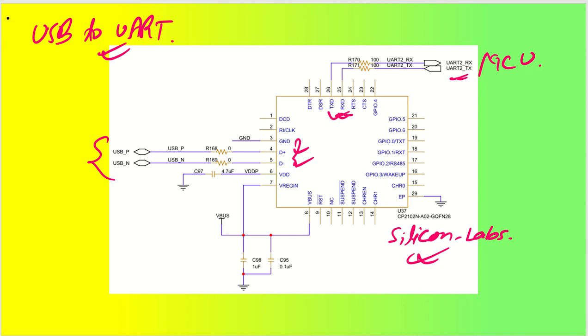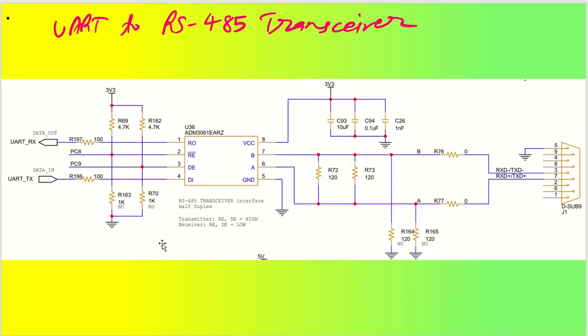So this is one of the best applications. Now moving to RS485 communication. If you see the RS485 transceiver, I have already explained this particular device, the ADM3061E. This is one of the best devices from Analog Devices.